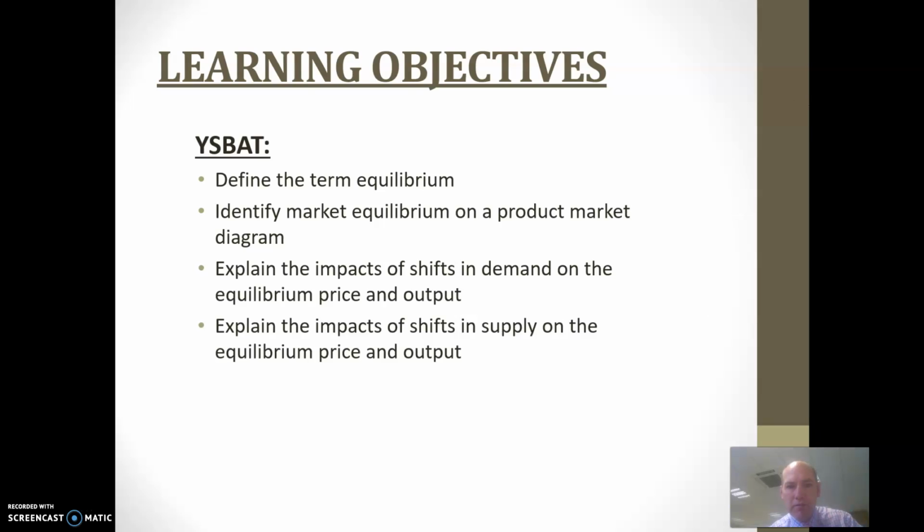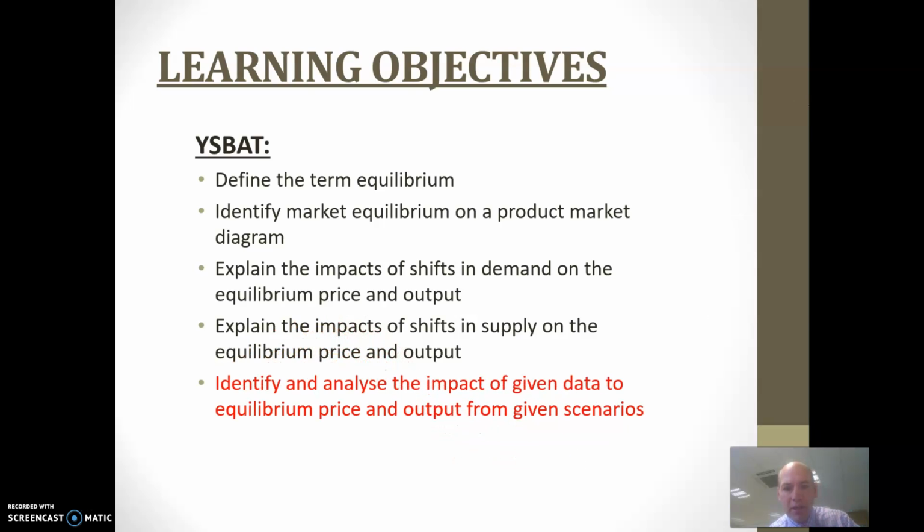Now, in terms of the learning objectives, in red you can see one of the most important things we've got to be able to do is apply our understanding, the concepts that we've learned in class in relation to demand, supply, and how changes in those will affect equilibrium price and output. We've got to be able to use data and put that theory into practice, and that's what we're going to do now.